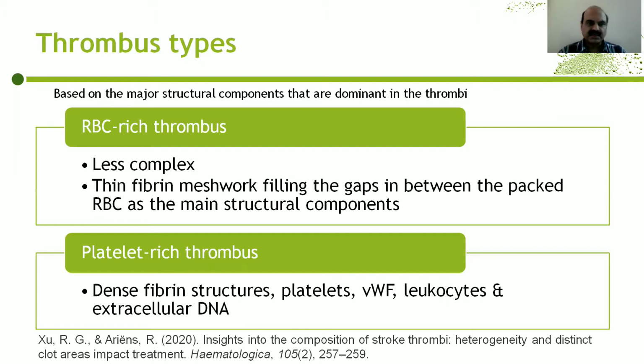The second kind of thrombus is platelet-rich thrombus, which contains a dense fibrin network, platelets, von Willebrand factor, leukocytes, extracellular DNA, and these kinds of materials. So these would be harder clots and more difficult to lyse. So we can understand that it is a given.